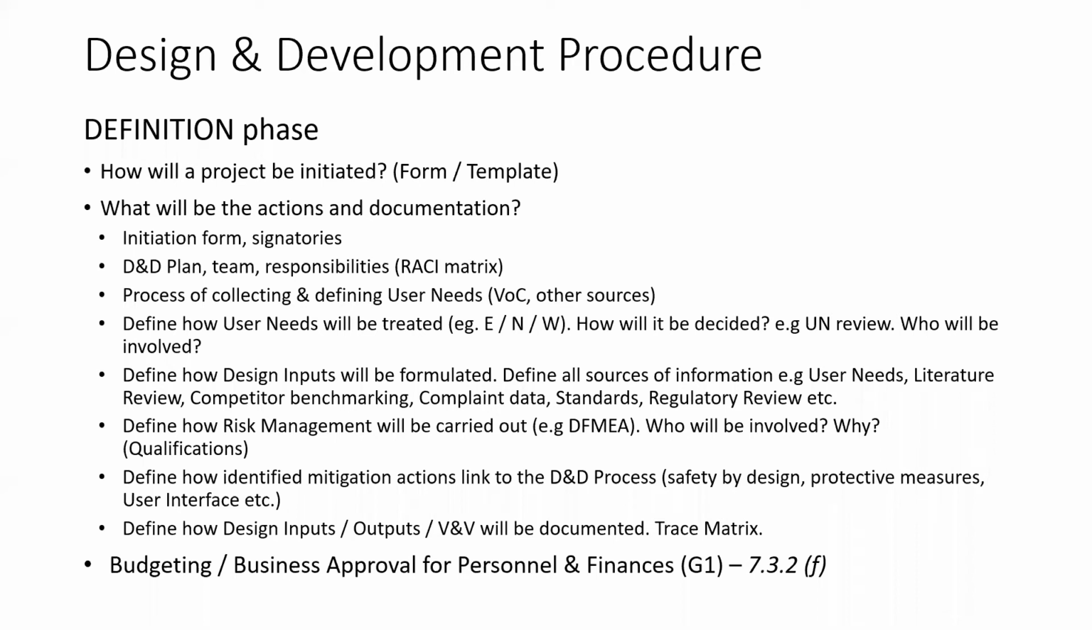How would we do risk management? Who are the people who will be involved? Would we only use internal resources? Would we use external third parties to do risk management? How would we identify risk mitigation? So would we have safety by design methods? Would we have protective measures? And how would we define design outputs? How will we document? Okay, so all of this is the extent of detail.